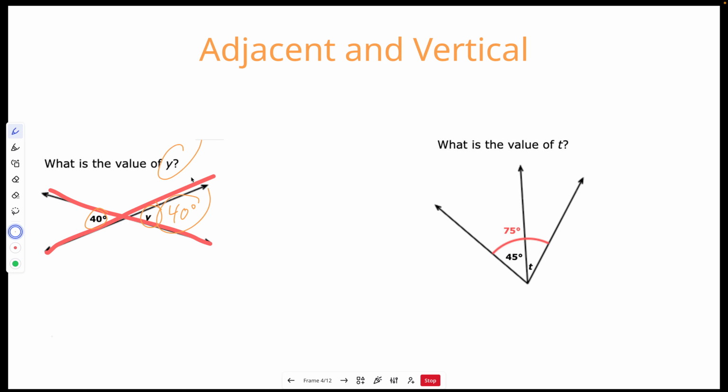For this problem on the right, these are adjacent angles. These are right next to each other. And this red arc that we have here tells me that this angle plus this angle has to equal 75 degrees. So the way that we write that is t plus 45 equals 75. This one you could solve algebraically. Maybe you can solve that in your head. Here's the algebra. Minus 45, t equals 30, final answer. So 30 plus the 45 together makes the 75.